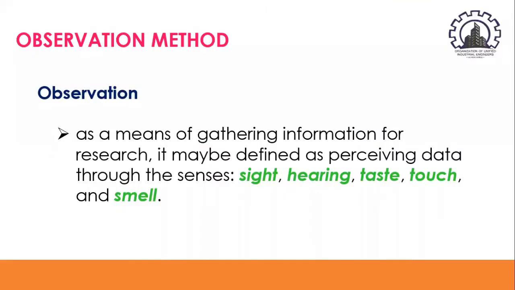Now, what do we mean by observation then? If we say observation as a means of gathering information for research, it may be defined as perceiving data through the use of human senses. Like I said earlier, we have the sense of sight, hearing, taste, touch, and smell. Now, the sense of sight is the most important and the most used among the senses. And observation is the most direct way and the most widely used in studying behavior.